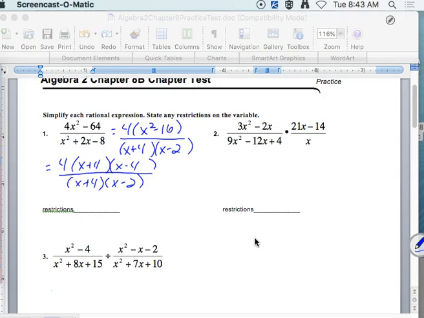To simplify. So what are we really looking for here? Canceling. Okay, do you see anything we're going to be able to cancel out? Yeah. What? That's it? That's it. So it will be 4 times the quantity x minus 4 over x minus 2. So there's our answer.